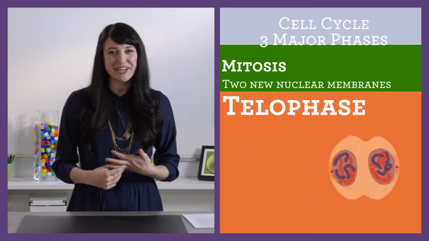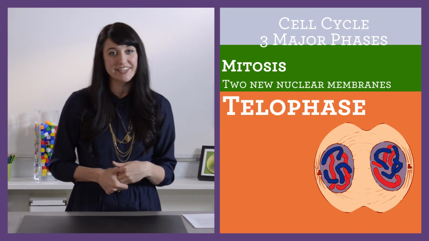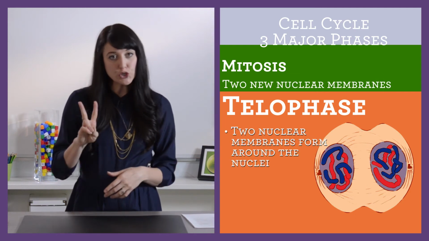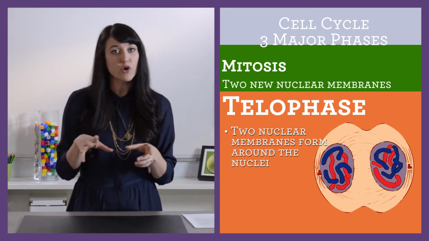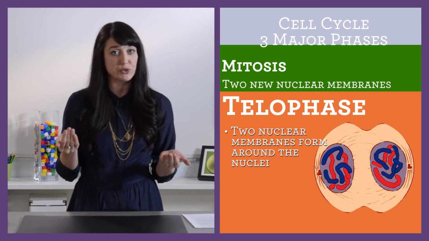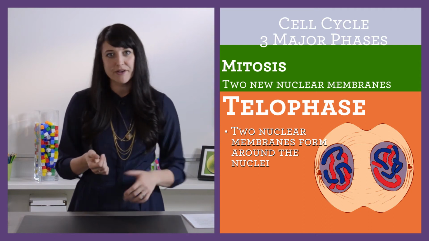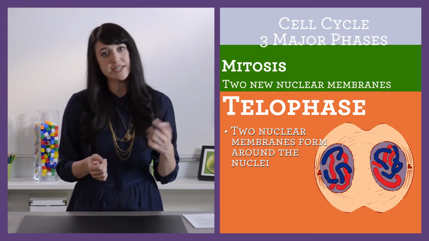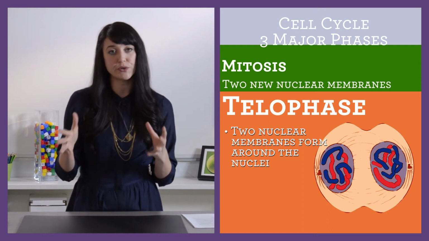The last phase of mitosis is called telophase. During telophase, 2 nuclear membranes form around the DNA of the cells to form 2 nuclei. This is how you can remember it. Telophase starts with a T, so does the word 2 nuclei.